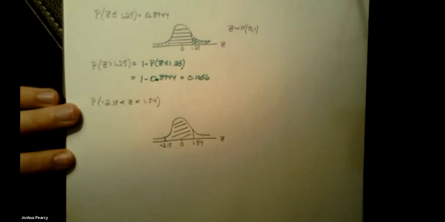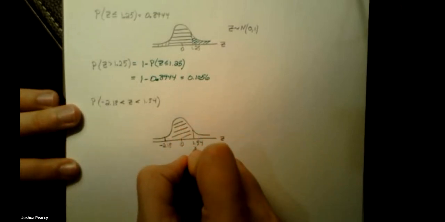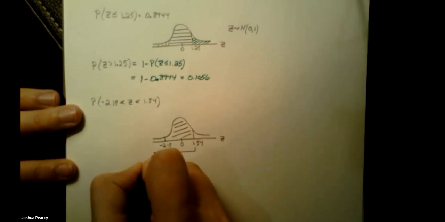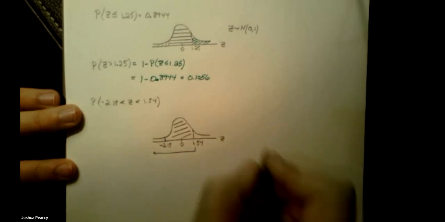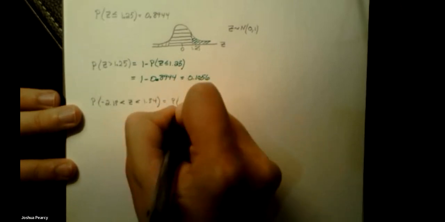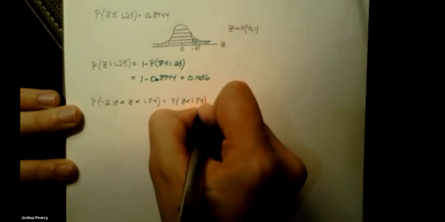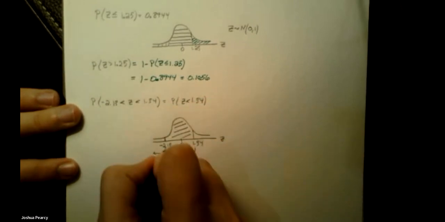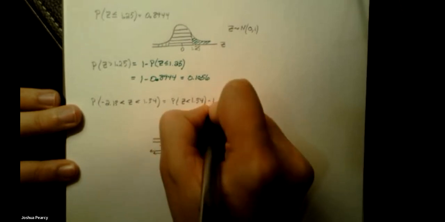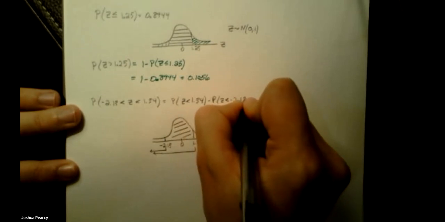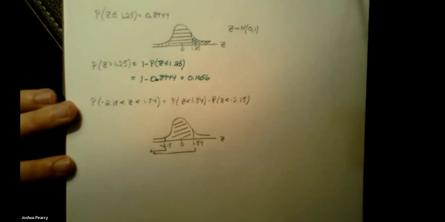And the easiest way to remember how to find this is to look at the probability of z being less than the higher z-score. And that will give you all the area to the left of 1.34. So we have the probability of Z being less than 1.34. But we only want the area up to minus 2.13. So we need to subtract off the area to the left of that, which is just the probability of Z being less than minus 2.13. And both of these areas can be found on the table.